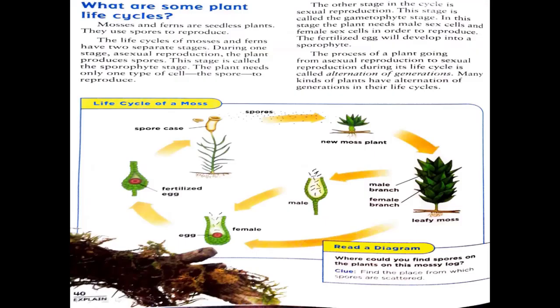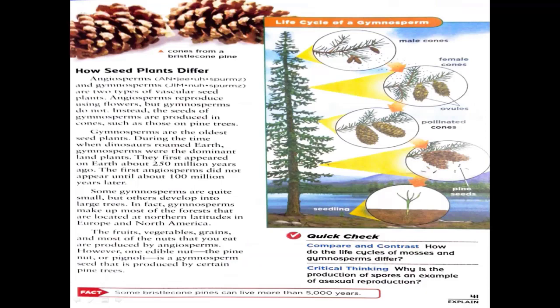So let's see the pages we are going to study, starting from page 40. What are some plant life cycles? Particularly, here we are going to talk about the life cycle of the moss plant. Also, how seed plants differ from other plants. Here you are going to see the life cycle of a gymnosperm, where the female cone and the male cone are involved, and how fertilization happens and how these plants reproduce. We are going to see that here.